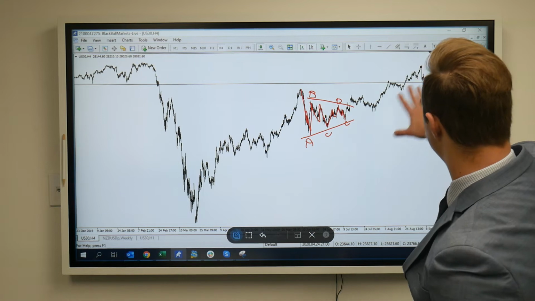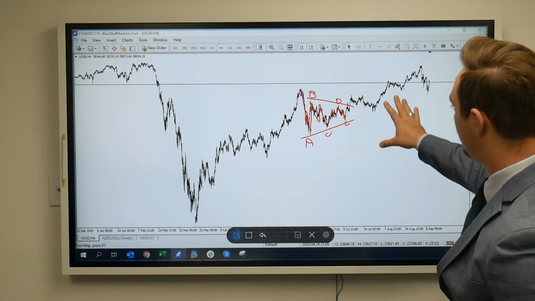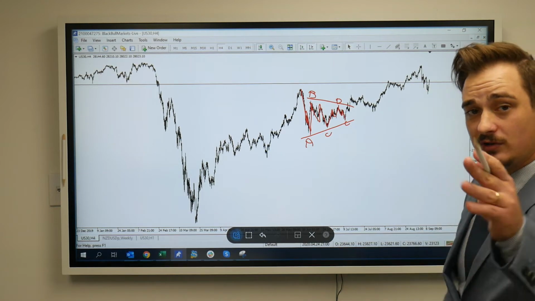So we do know we can already see a nice 5-wave structure in here. So there's either a last push up of a wave 5 or it could be a C wave, or it could turn into a double zigzag.